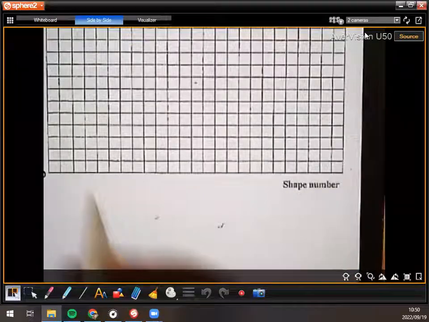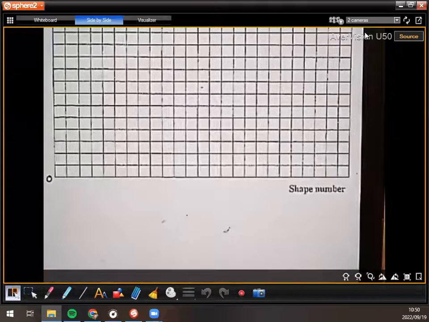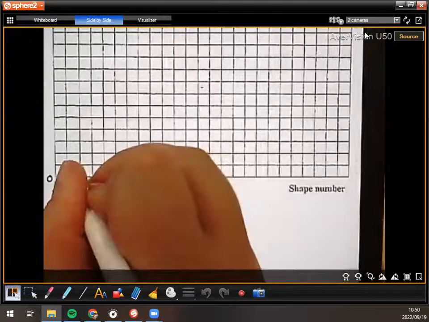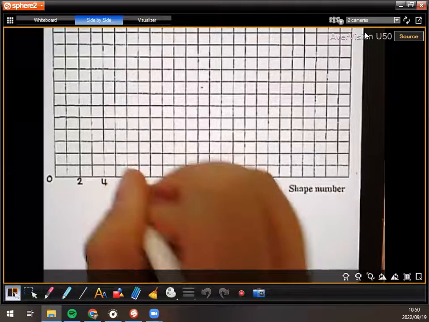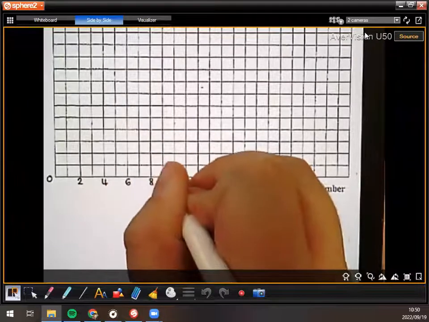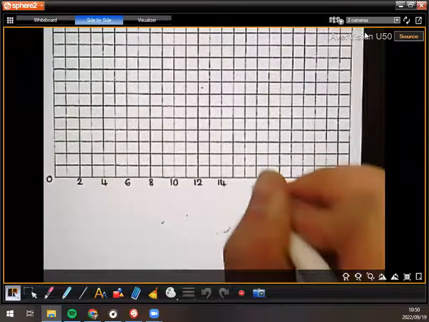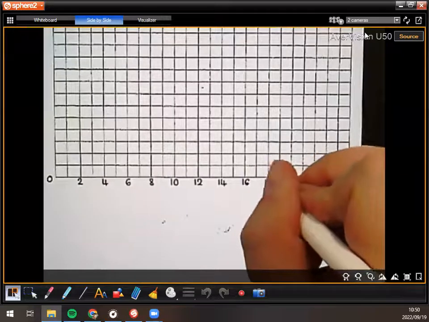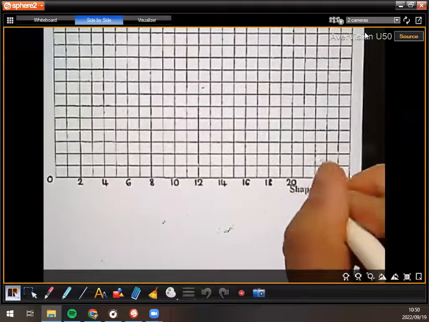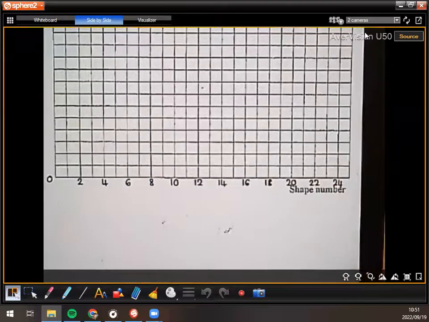I'll show you now. So you can, if you want to, label each one 1, 2, 3, 4, blah, blah, blah, but that's going to take quite long. So I'm just going to do every second one. So like that, 2, 4, 6, 8, 10, 12, and then so on. All right, and then I think we're going to end at 25. Yeah, the last one will be 25, but you don't have to write that in there.